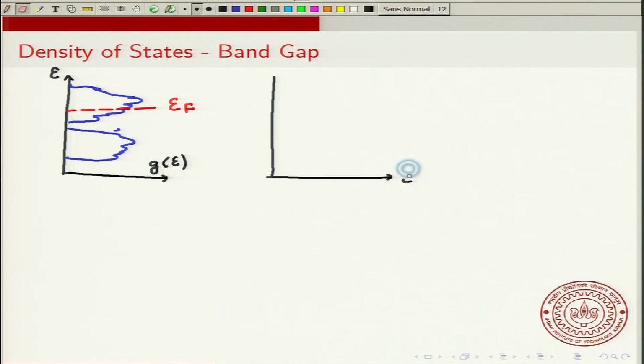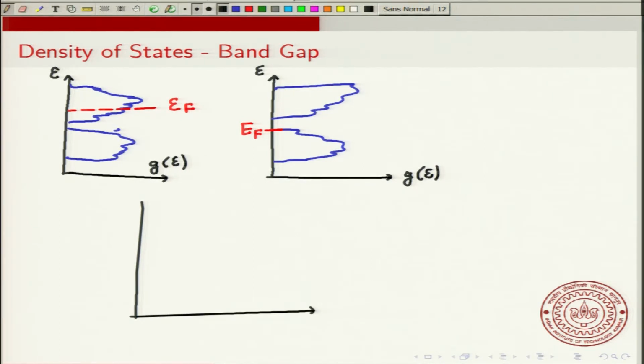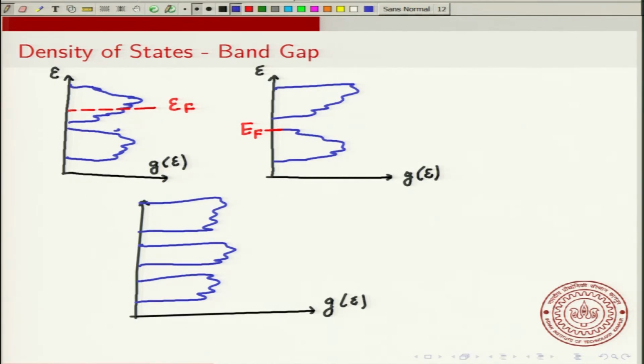In the case of an insulator, your G of E will look like this, and now the Fermi energy will be right here at the top of some set of bands, and there would be a band gap. I am showing this, but you could also have things with a lot more structure. So, if you look at the G of E, you could have things that look like this. You could have multiple bands, here I am just showing two bands. You could have things like this, and you could have the Fermi energy somewhere here, EF.